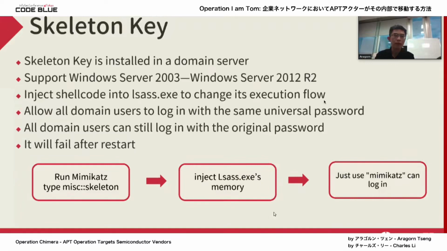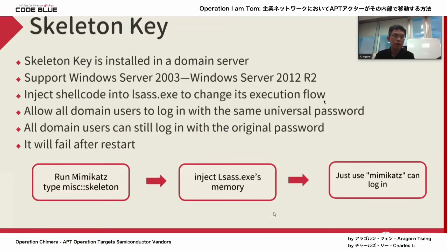The third technique is called skeleton key attack. This technique was first uncovered by Dell SecureWorks in 2015, and it supports Windows Server 2003 to Windows Server 2012. This attack will inject some shellcode into the process memory of lsass.exe to change its authentication flow. After this attack, all the domain user accounts can be logged in with an inserted master password to log into the AD domain.